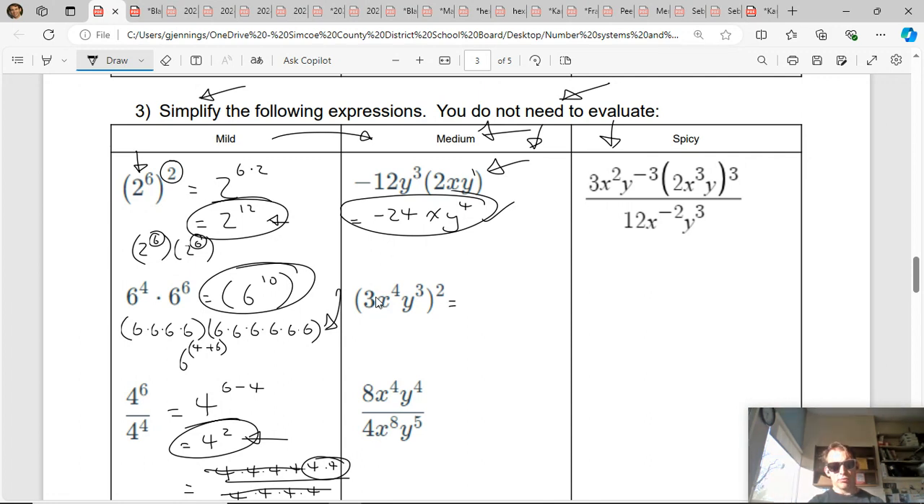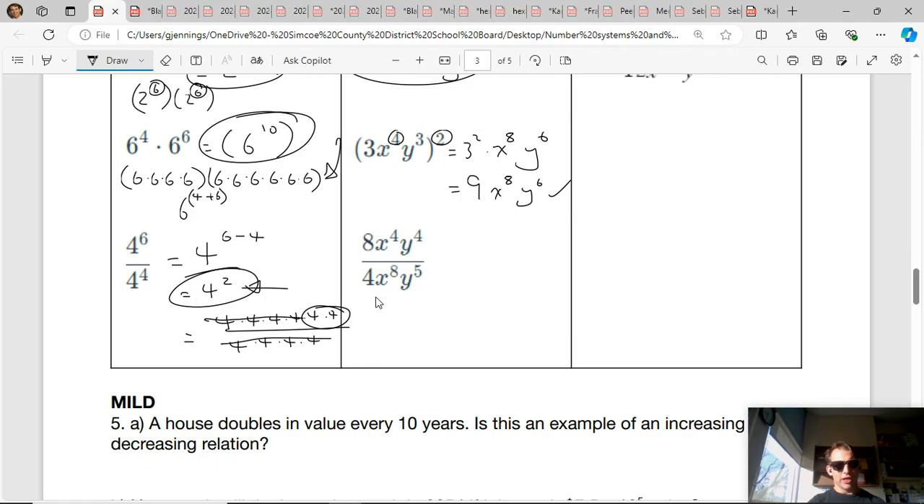Okay, this one, I raise everything in there to the powers, so that's 3 squared times x to the 8, because we are multiplying exponents, folks. Y to the 6, but simplify. Okay, so we're going to simplify that 3 squared at the medium level, okay? That's 9x to the 8, y to the 6. That's done.